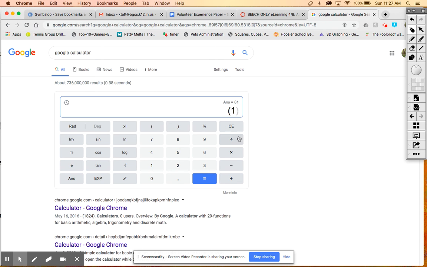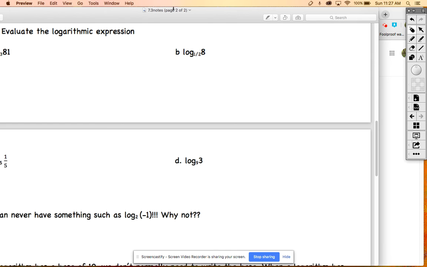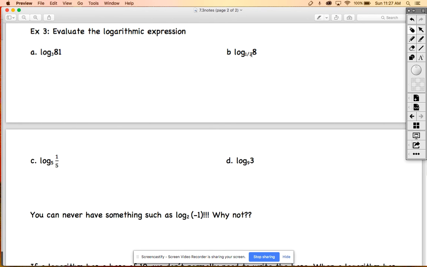Do 1/2, 1 divided by 2, or you can use your, actually, I don't think there's a fraction button on this one. 1 divided by 2, power, -3, gives me 8. Okay. A lot of times with the fraction ones, you're going to have a negative.